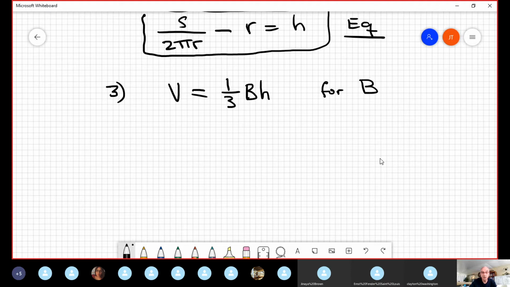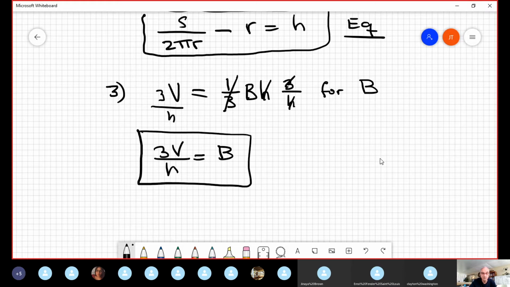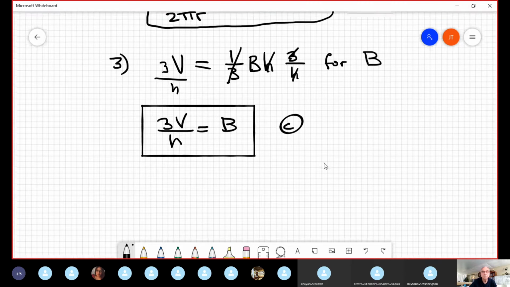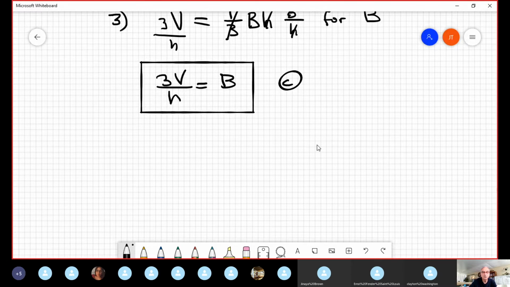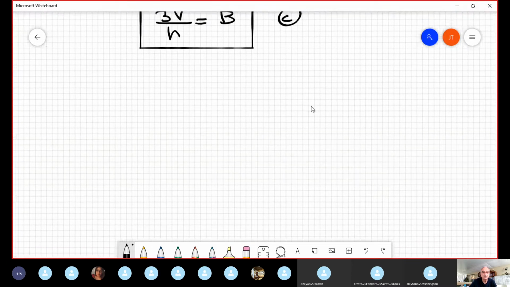What should I do? Well, you multiply by 3 and divide by H, both sides. 3B over H is equal just B, because this 1/3 and 3 is cancelled, and this H is cancelled. Final answer. Option, let me see, 3B, C again. Any question? Good? Okay.